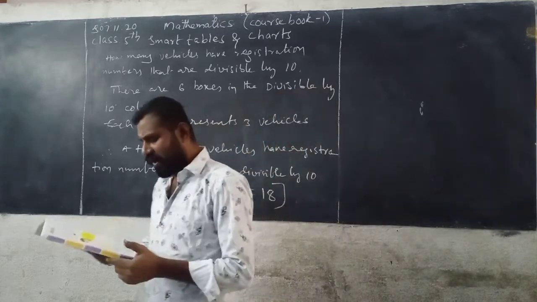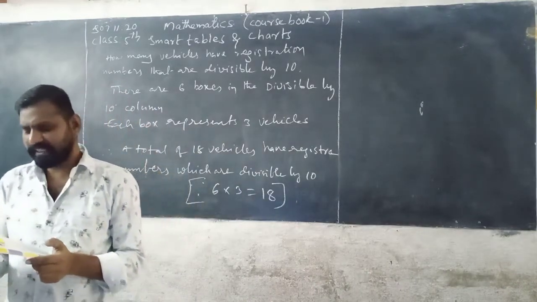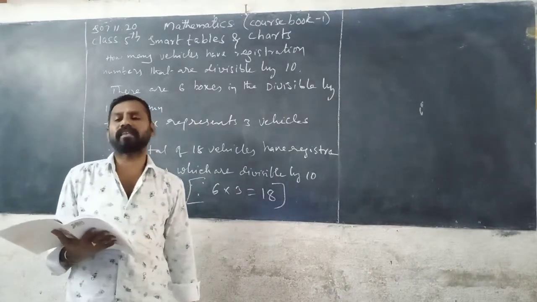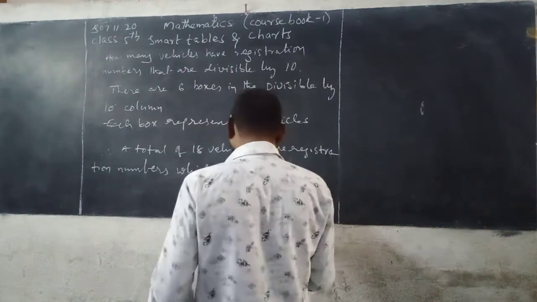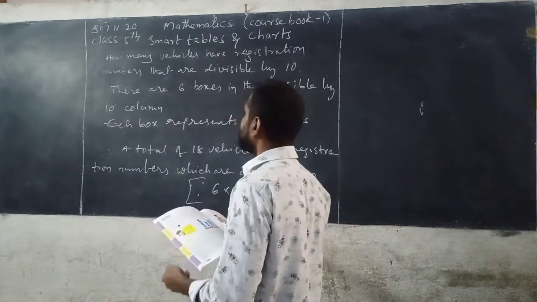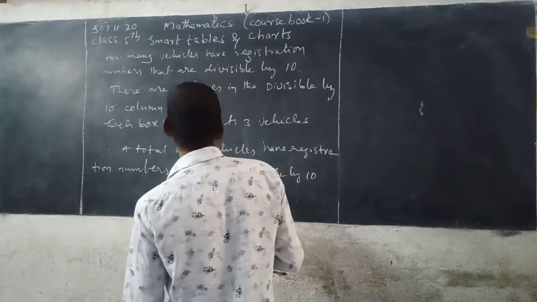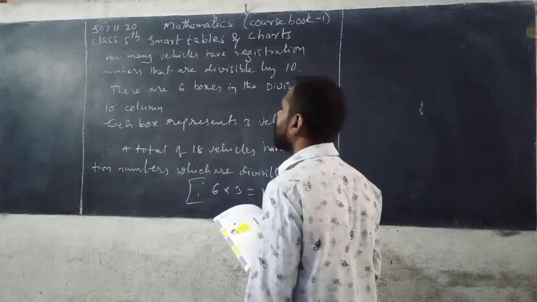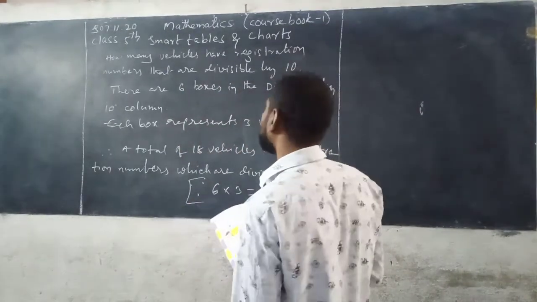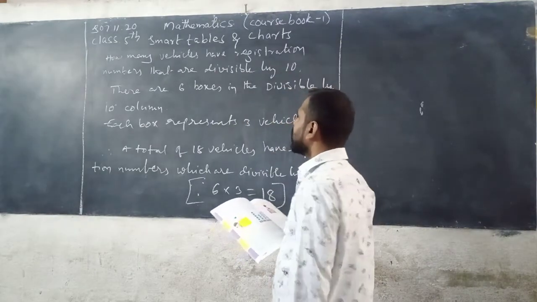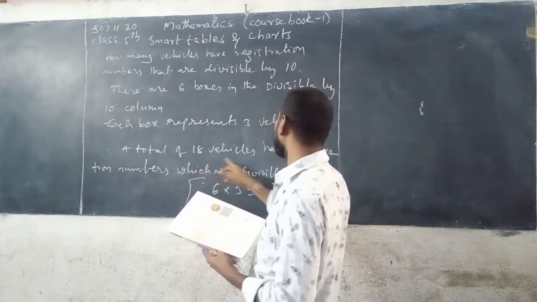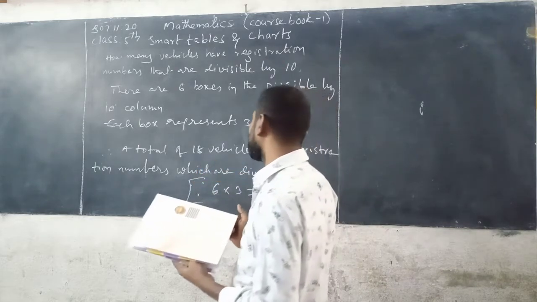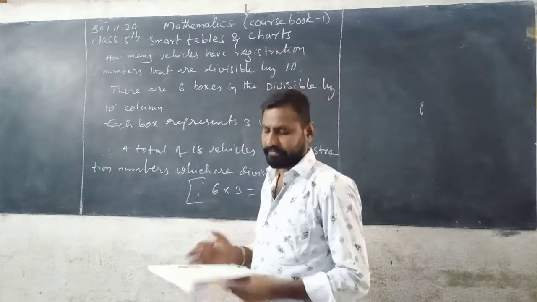Now next one, how many vehicles have registration numbers that are divisible by 3? See here, in divisible by 3, how many boxes are there? 1, 2, 3 boxes. So there are 3 boxes in the divisible by 3 column. Each box represents 3 vehicles. So 3 into 3, you can get 9. The total of 9 vehicles have registration numbers which are divisible by 3.